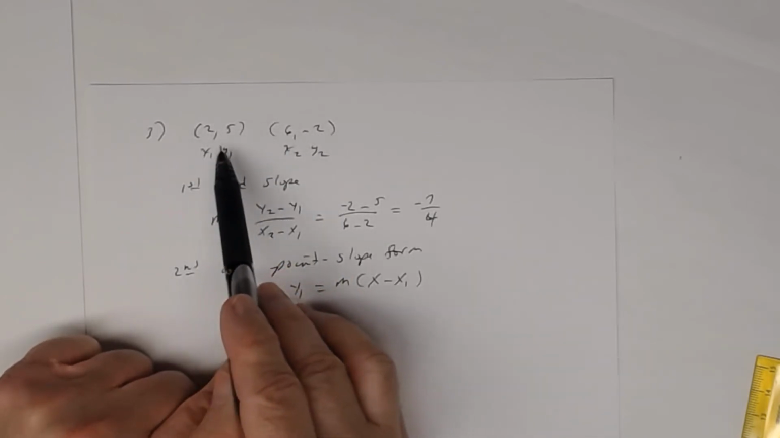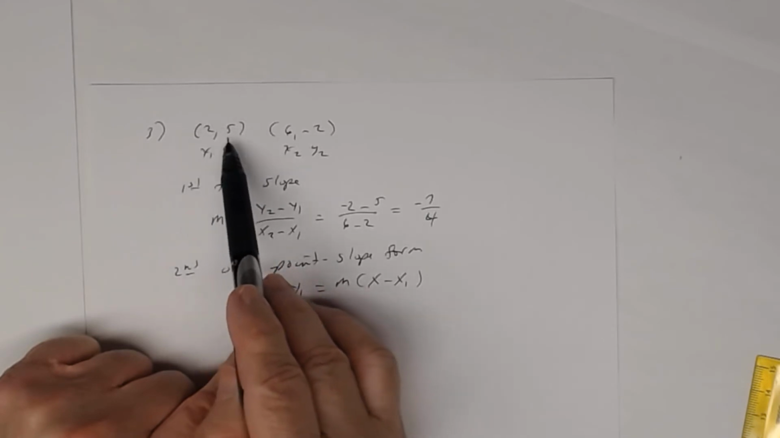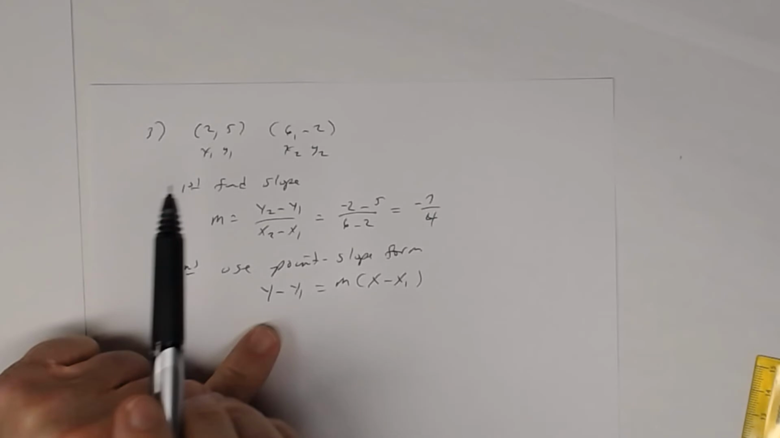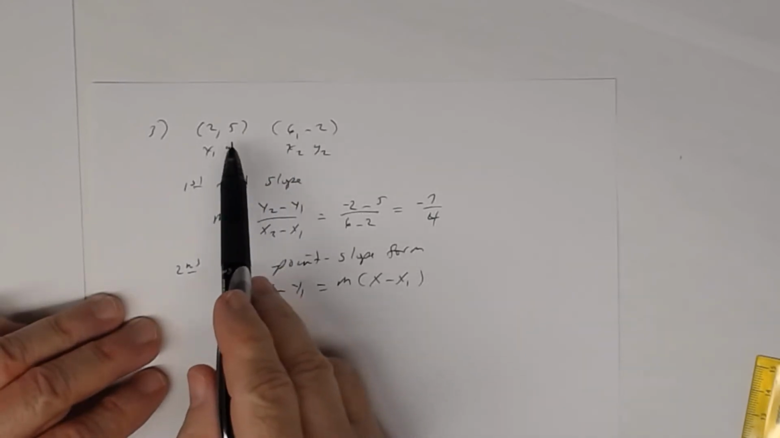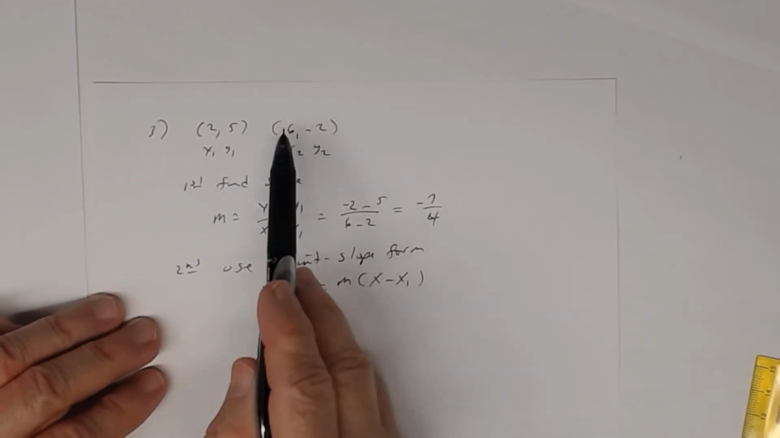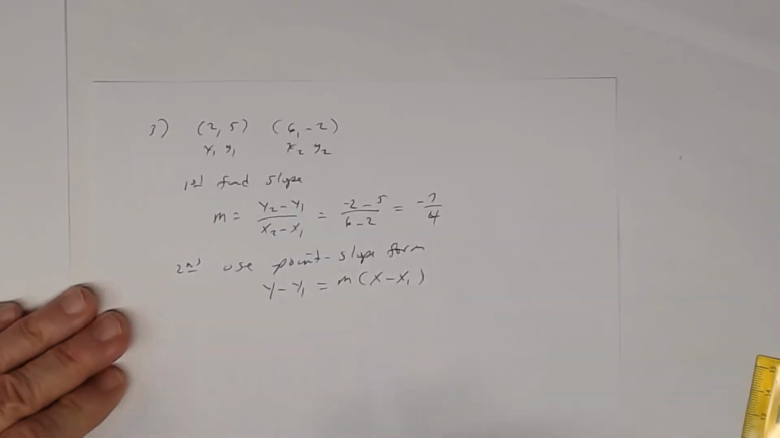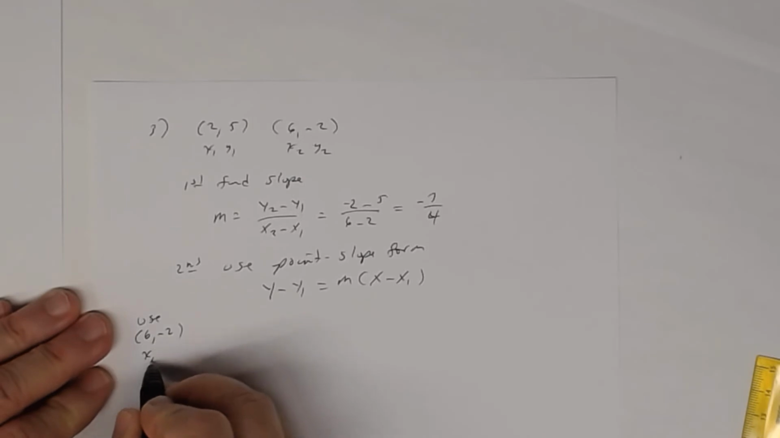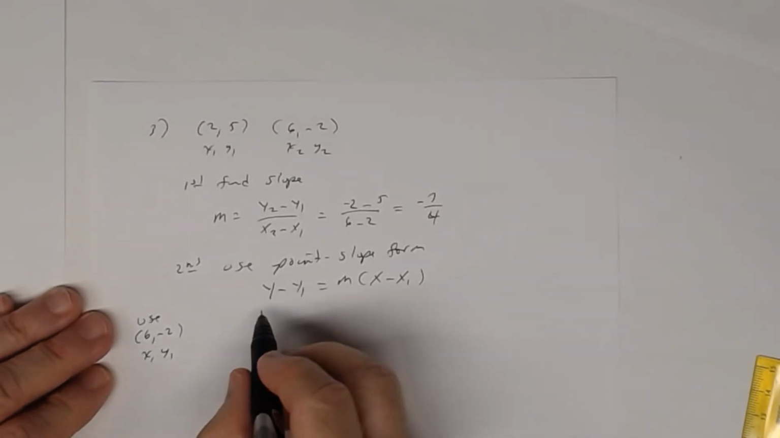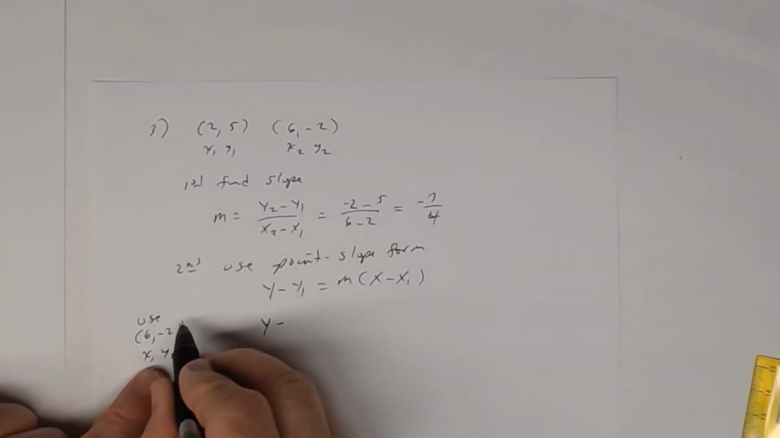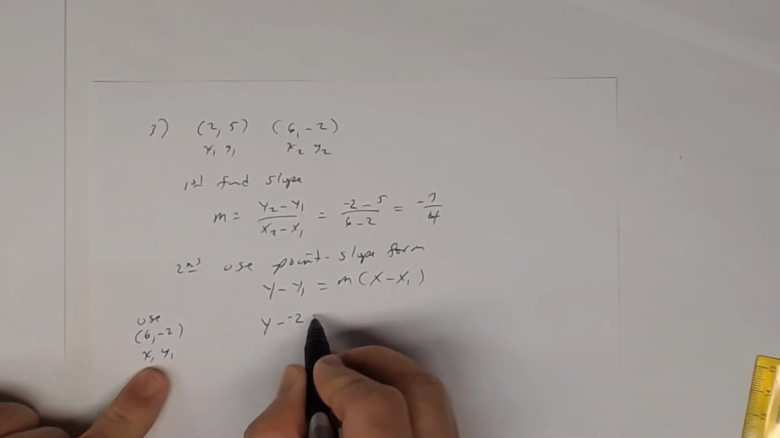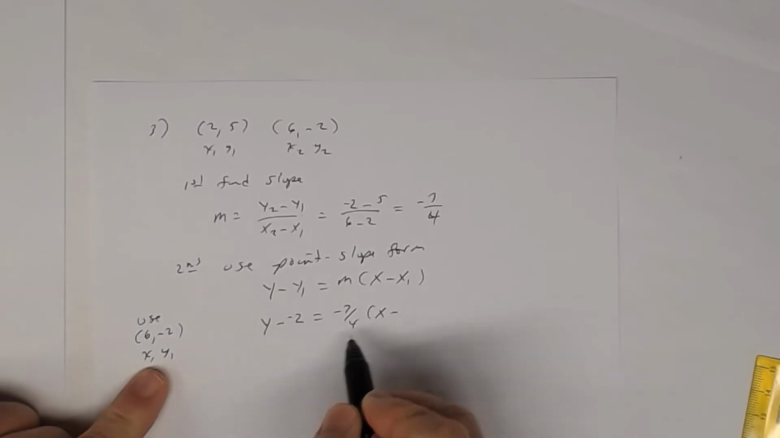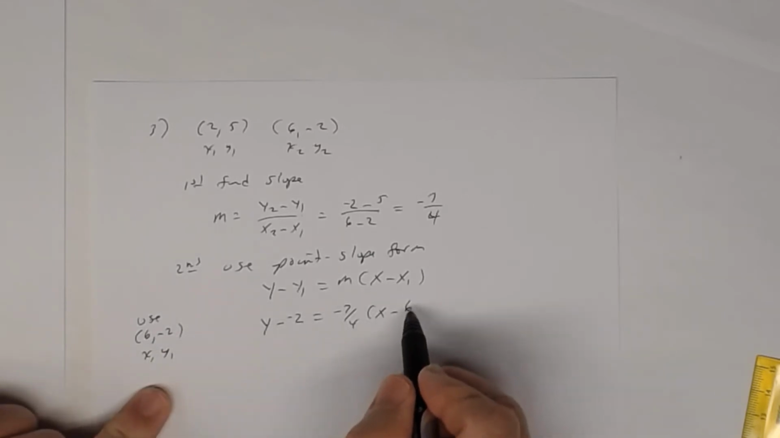Most of you probably used the one I'm circling right here, the (2, 5), because 2 and 5 are both positive. But I'm going to use this one right here just to show you what to do. So let's use (6, -2). So here's your x1, here's your y1. So I get y subtract y1, which is negative 2, equals the slope, which is negative 7/4, times x subtract x1, which is 6.